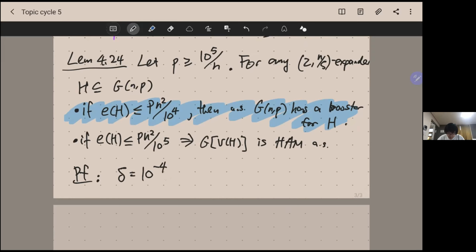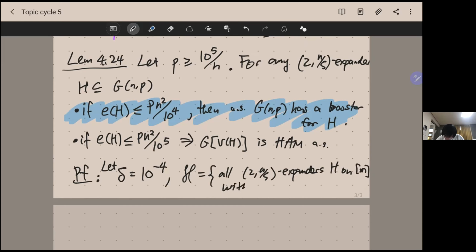So let's define script H to be the collection of all sparse expanders on the same vertex set, with E of H less than 10 to the negative 4 p n squared. Okay, the sparse expanders.